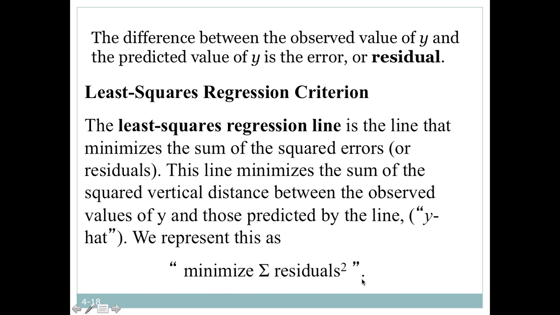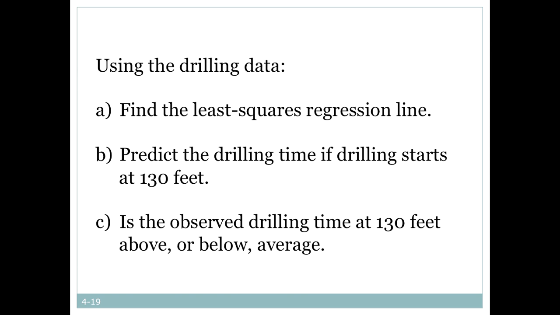Now, if you see this notation down here, we just say that we're minimizing. This right here is a summation symbol, okay? What this really means in plain English is that we're minimizing the sum of the squared residuals. The line is going to minimize the sum of the squared vertical distance between an observed value of y and a predicted value of y, which is predicted by our line. We call our predicted values of y our y hat. So let's use our drilling data to find a least squares regression line and then do some predictions.